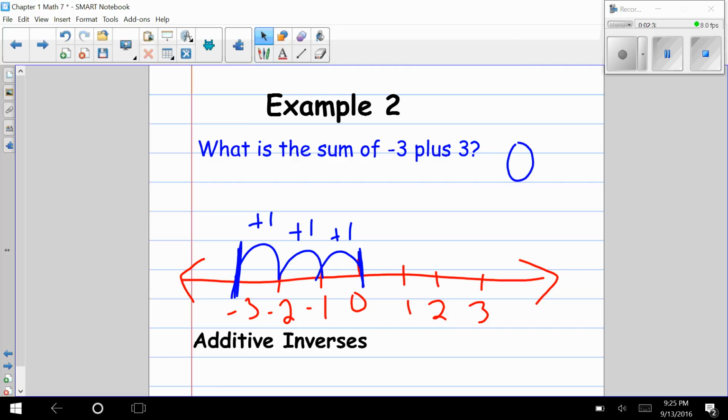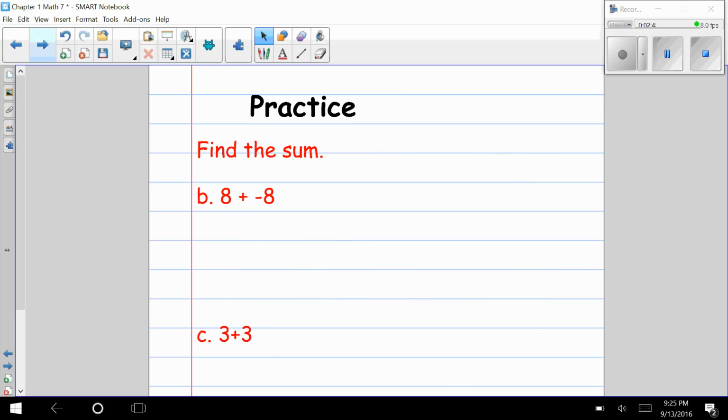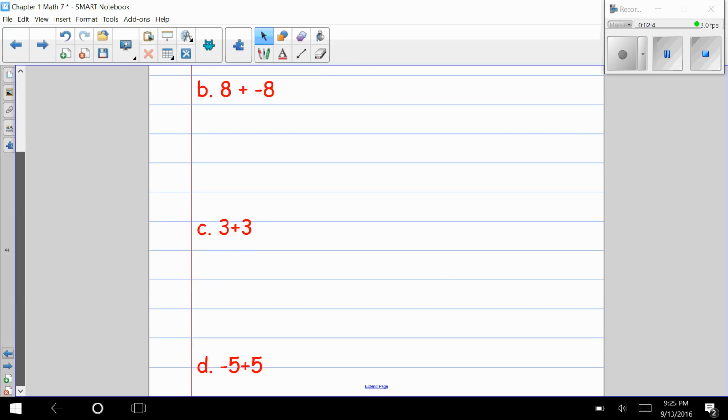These two numbers have a special relationship. Not only are they opposites, they're also called additive inverses. Section 2 will talk more about additive inverses. Let's find each sum. Try these on your own before watching the solutions.